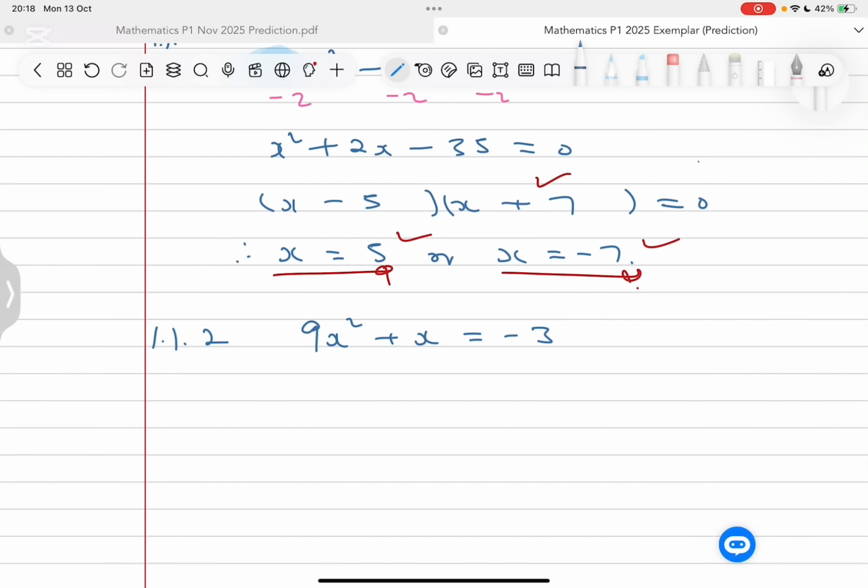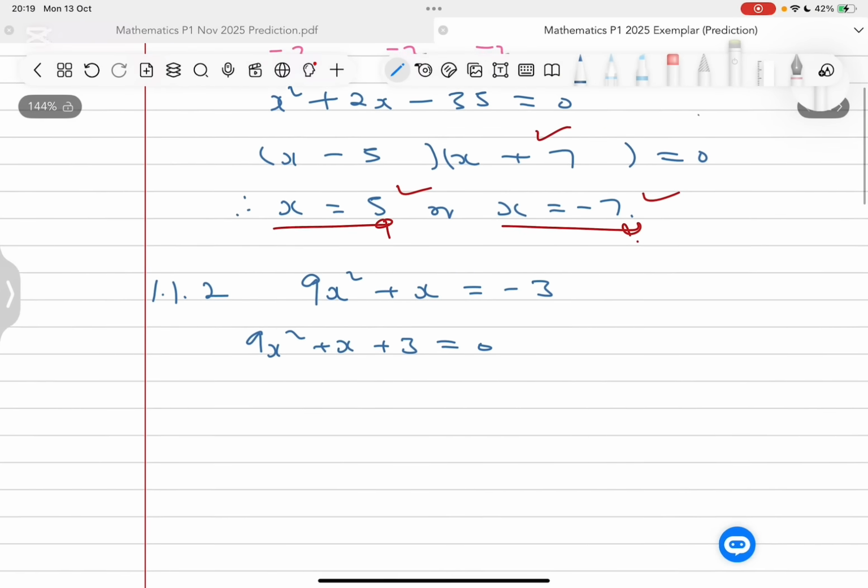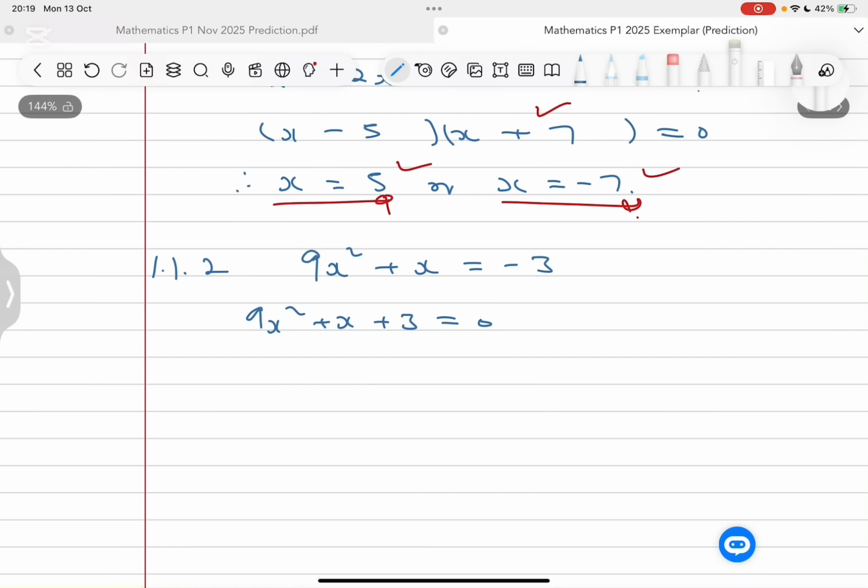So before we can even get to a point where we use the quadratic formula, it is essential for us to put this equation in standard form. That would mean taking the -3 to come to this side, so that I now have 9x squared plus x plus 3 equals 0. Remember, the 3 will be positive when it comes to this side. Now at this stage, I can quickly and directly go to my quadratic formula.